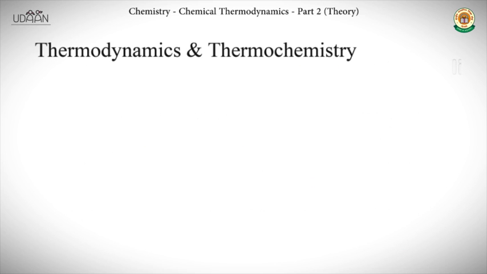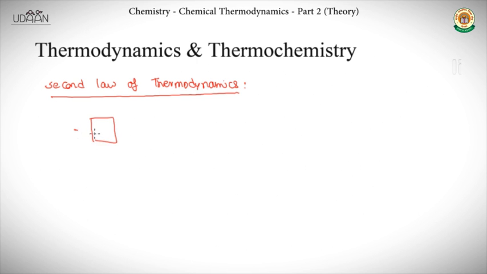So previously we talked about the first law of thermodynamics and thermodynamic processes. Now we'll be dealing with the second law of thermodynamics. The second law states that we can't completely convert heat into work. In the sense, suppose that you are giving heat Q to the system. So the entire heat Q cannot be utilized to do work W. So it is not 100% efficient. The system can't be 100% efficient. Simply we can say like this.